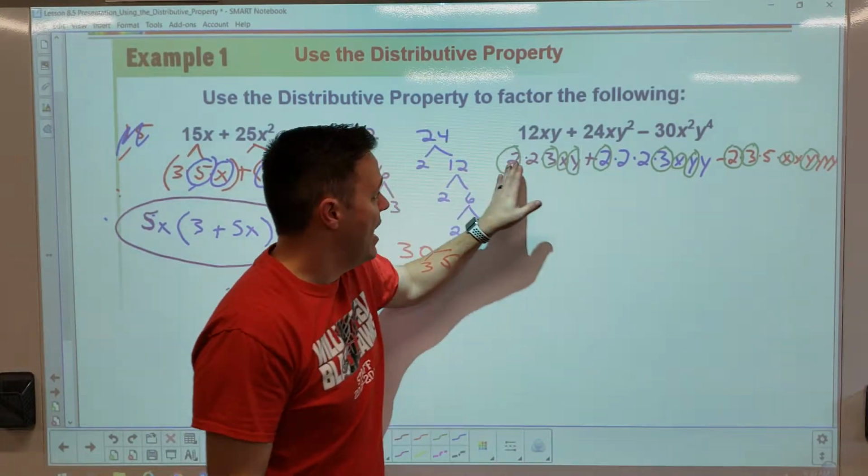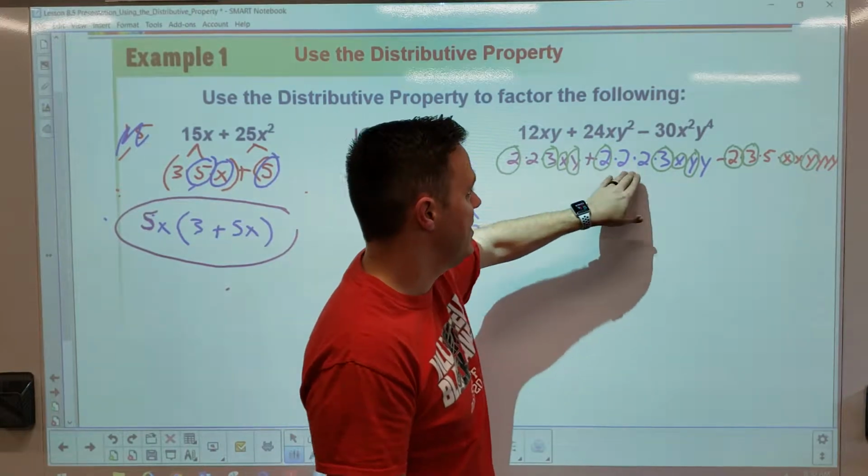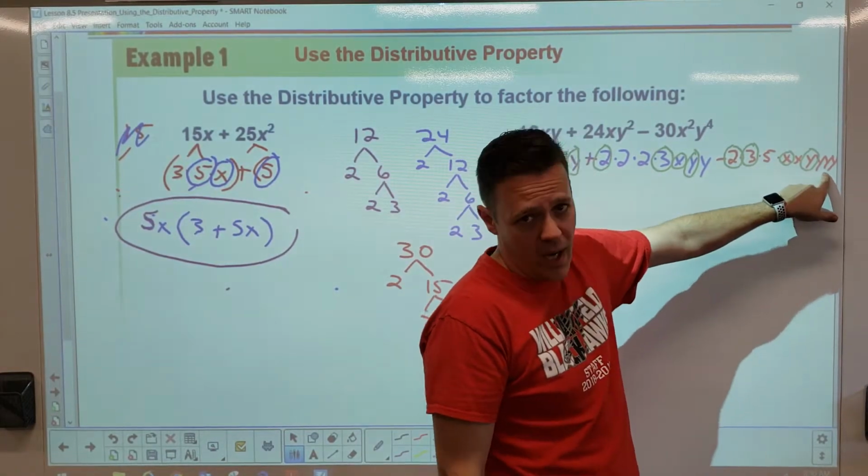So on this first monomial, we're done. There's nothing else you can factor. It doesn't matter if this has a y and this has a y.